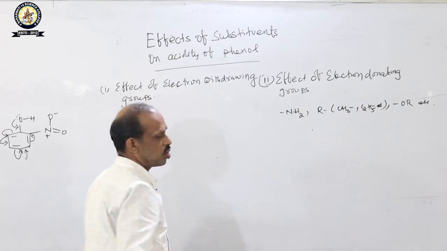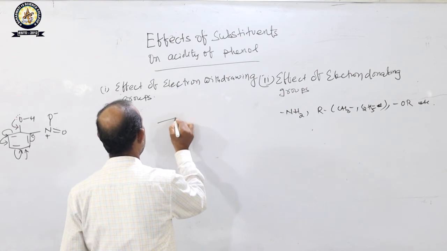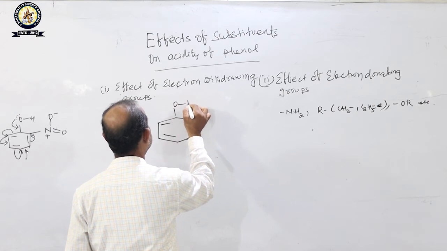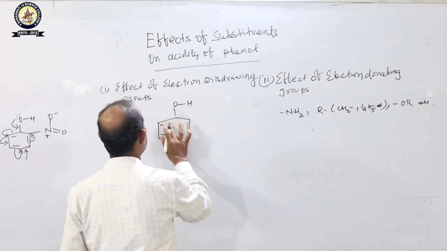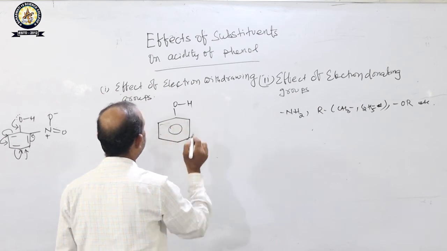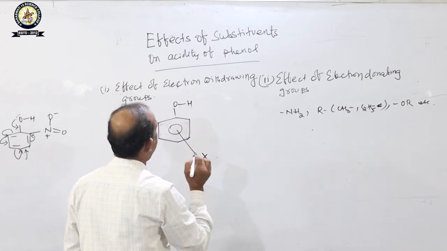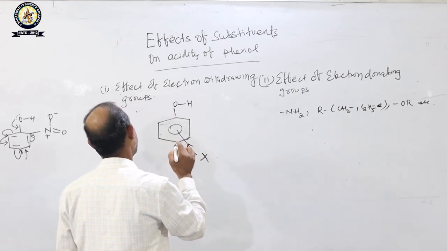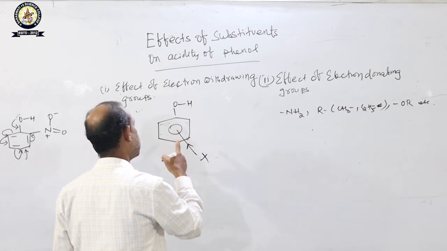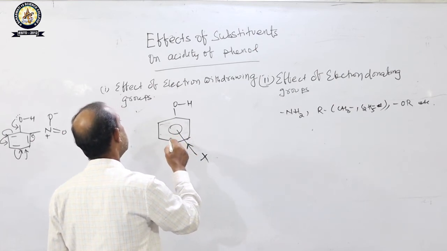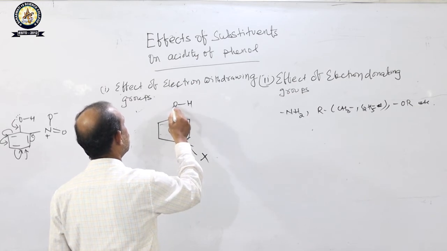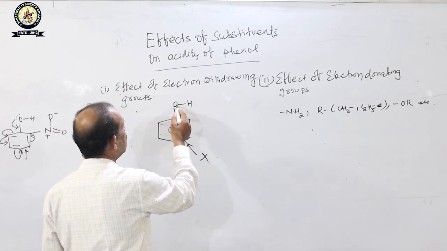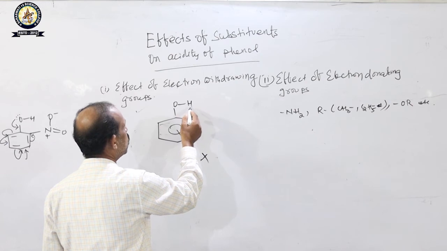of an electron donating group. Suppose this is your phenol, as a whole, we are writing. One electron donating group is present. Due to the presence of the electron donating or electron releasing group, the electron density at the oxygen atom increases, so that deprotonation is not easier. This oxygen atom will not allow the hydrogen atom to release.